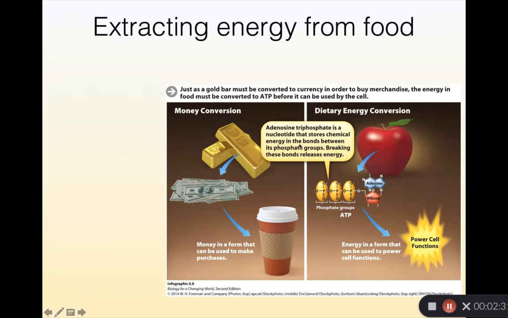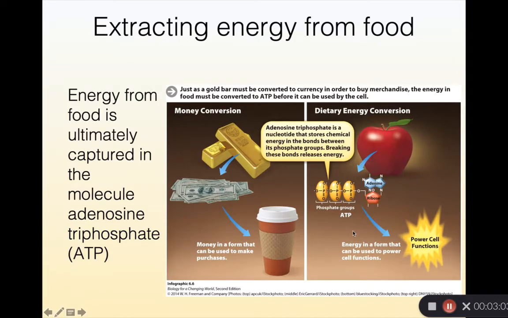Adenosine triphosphate is a nucleotide that stores chemical energy within its phosphate bonds. ATP is the primary energy source, or money, that the cells are able to extract to power cell functions. Just as we use money to make a purchase, we're using this molecule to purchase energy. So again, a very important molecule that we're going to be coming back to a lot in this lecture: adenosine triphosphate, or ATP.